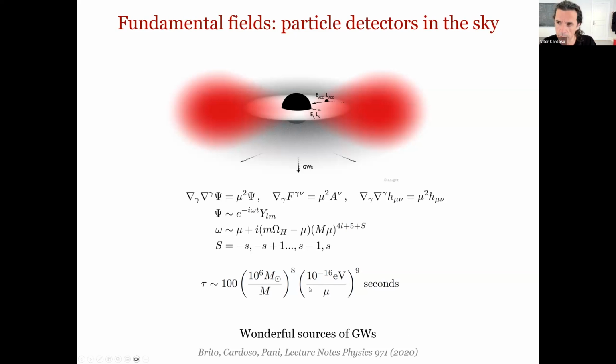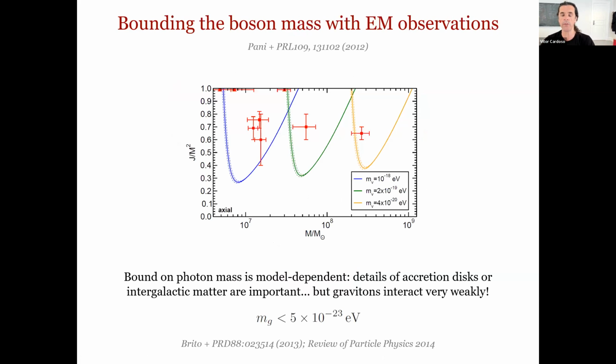Now, you see, you need to fine-tune the fundamental mass of your bosonic field. But the good news is black holes in the universe come across a wide range of masses. So there's always going to be a black hole for which this is tuned to have a small time scale. Okay? So you can use this to search for new degrees of freedom. You just look at black holes out there, you measure mass and spin, and this is going to exclude your fundamental field mass.